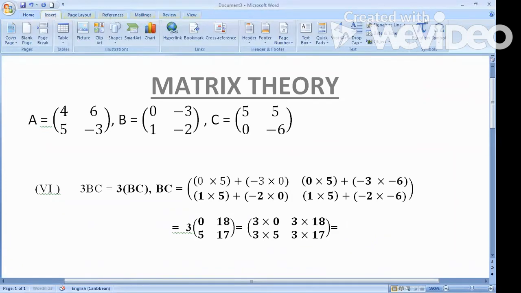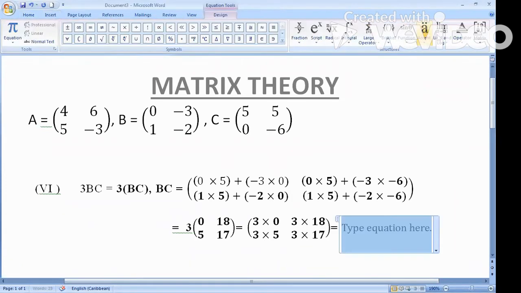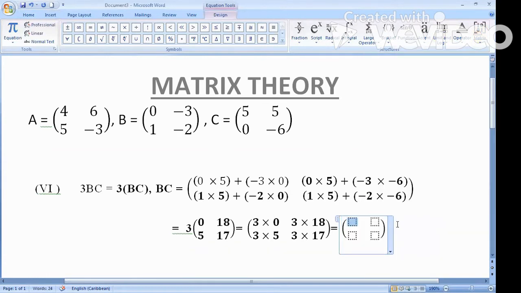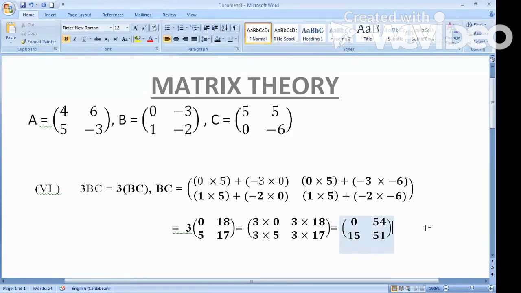And then you just get the answer, and that's it. You're on the home stretch. So what's 3 times 0? 0. What's 3 times 5? 15. And what's 3 times 18? 54. What's 3 times 17? 51. And that's the answer. That's 3 multiplied by BC.